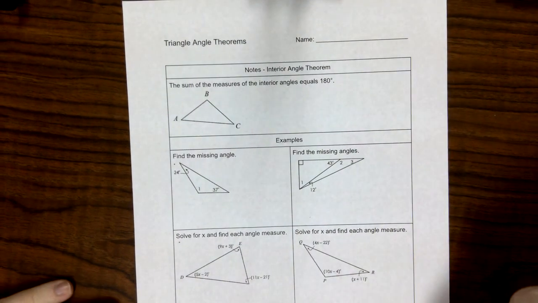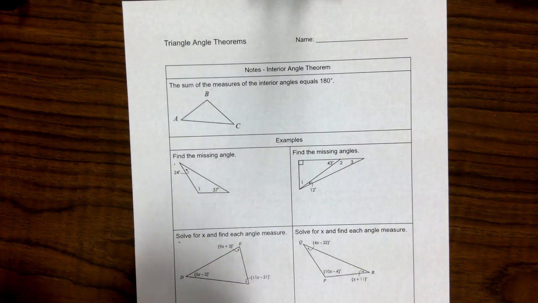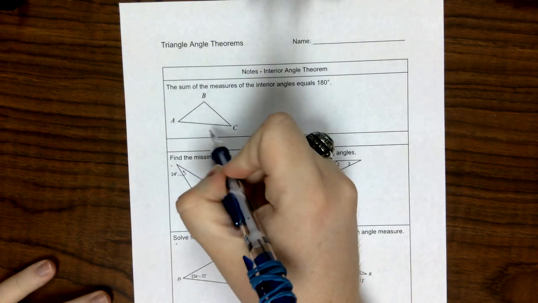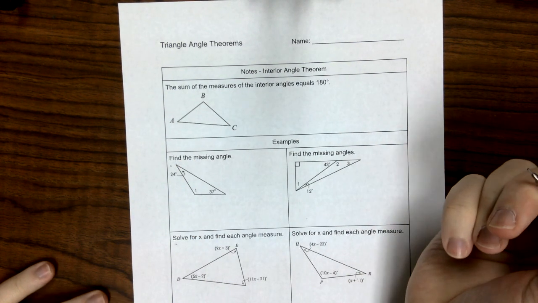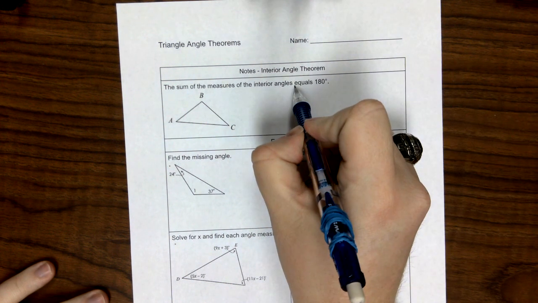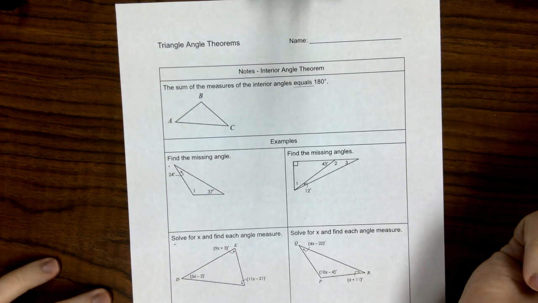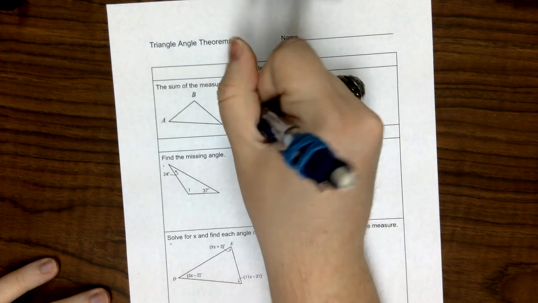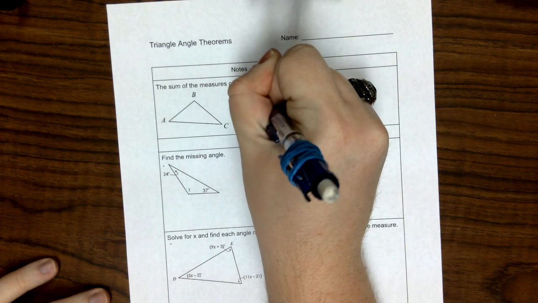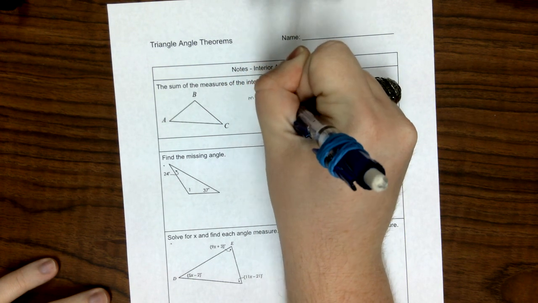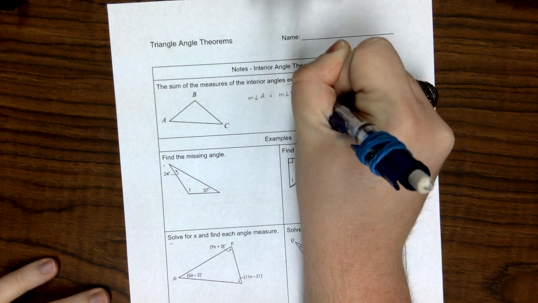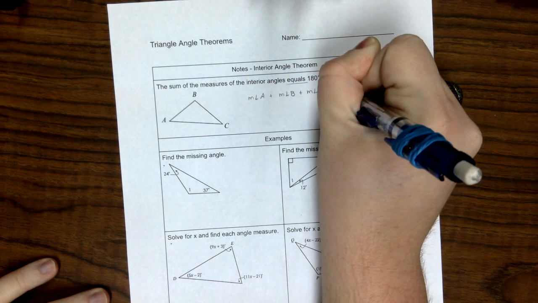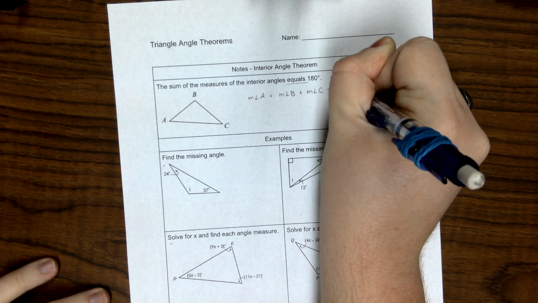Okay. So we're going to start with the interior angle theorem of a triangle. So here's a triangle, three angles A, B, and C. The sum of the measures of the interior angles equals 180 degrees. That is the interior angle theorem. So we say that the measure of angle A plus the measure of angle B plus the measure of angle C equals 180 degrees.